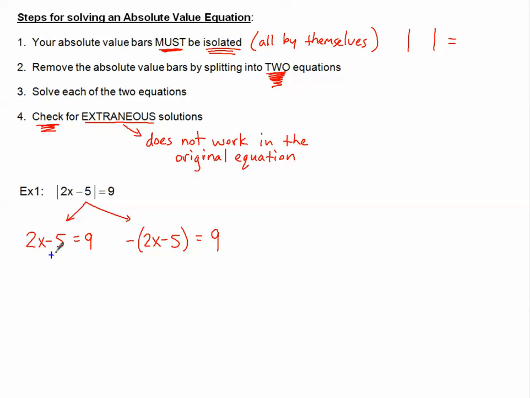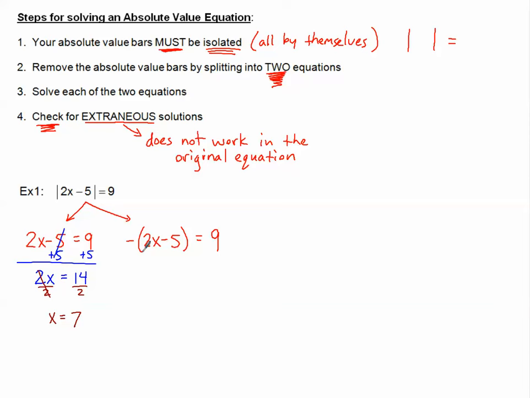So in this case, I'm going to add 5 to both sides, and I'll have 2x is equal to 14. And then, of course, divide by 2. I'll change color for each step. And I have that x is equal to 7. I'll check that in a minute.